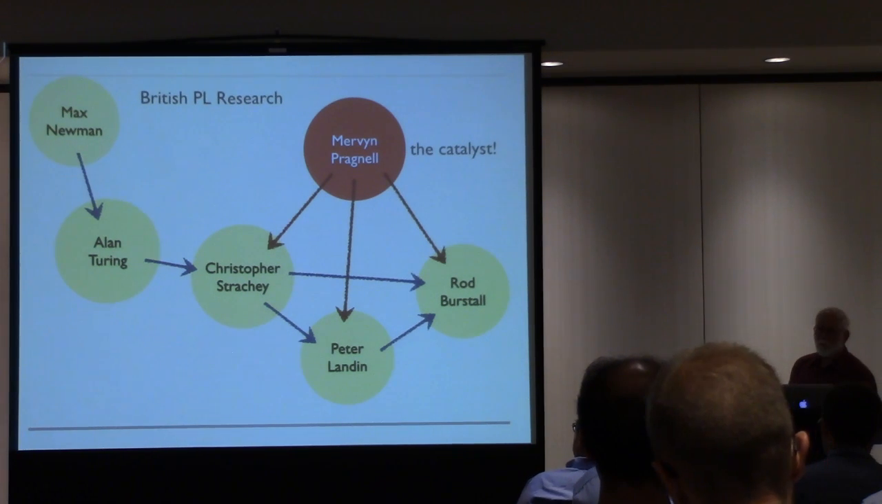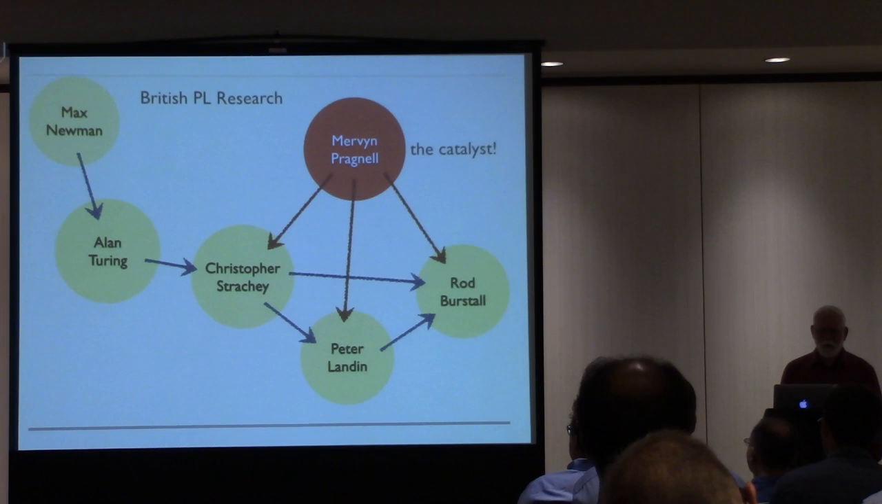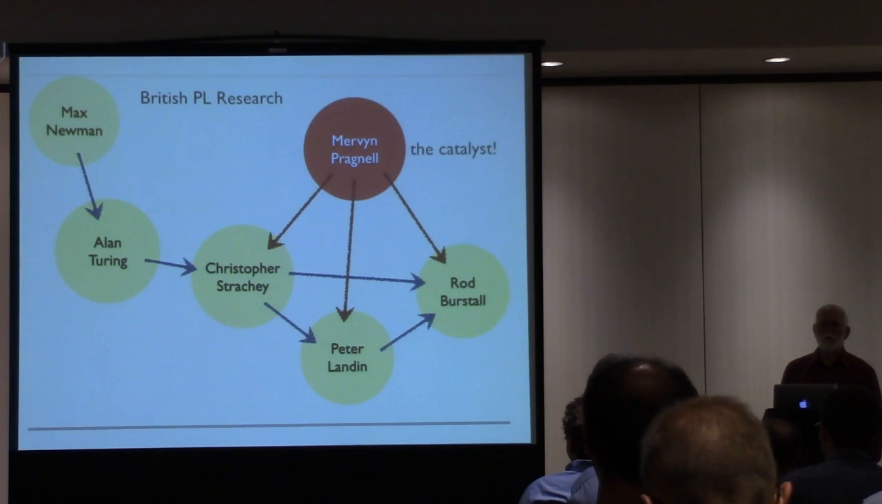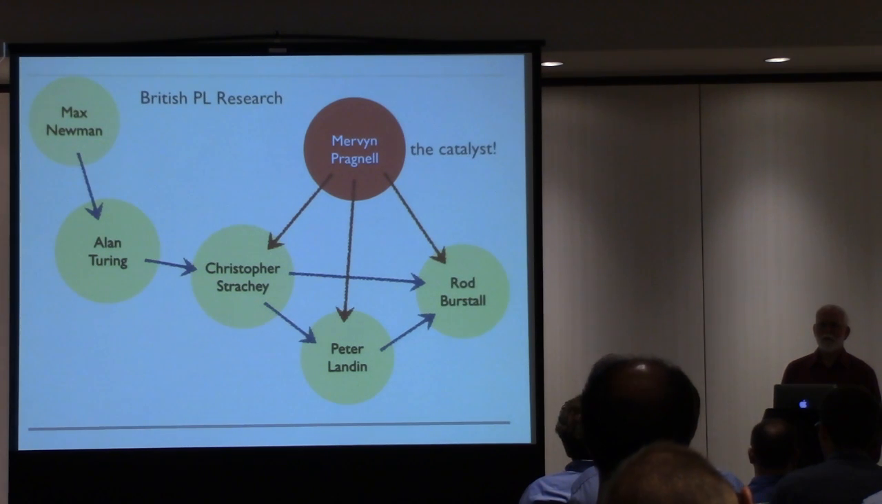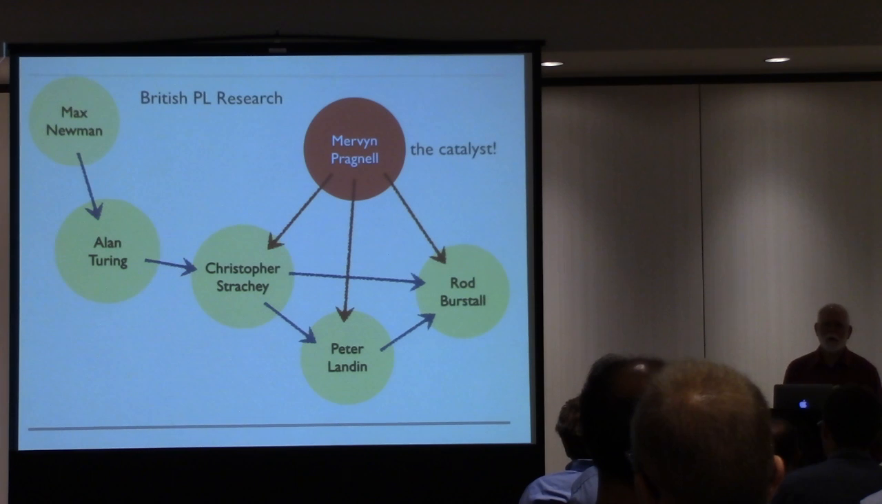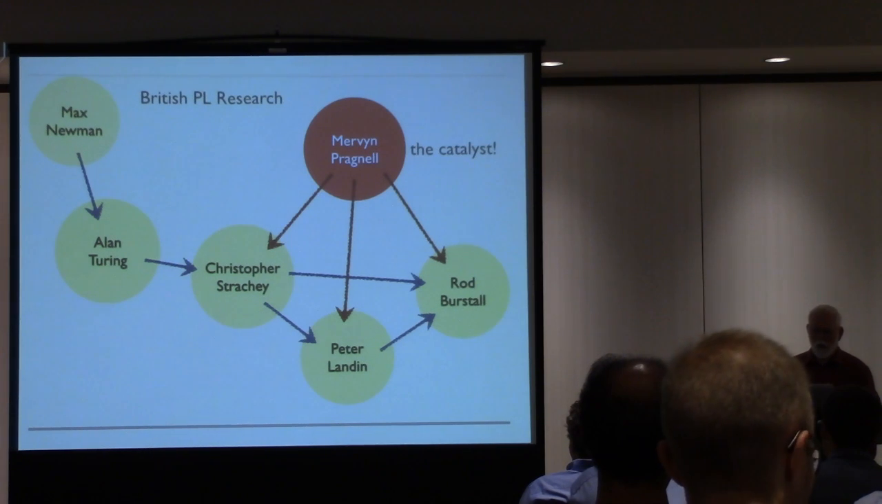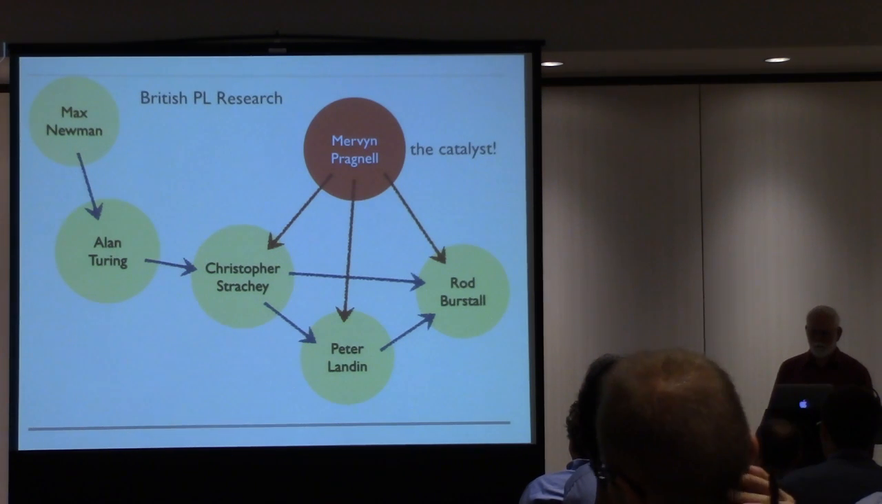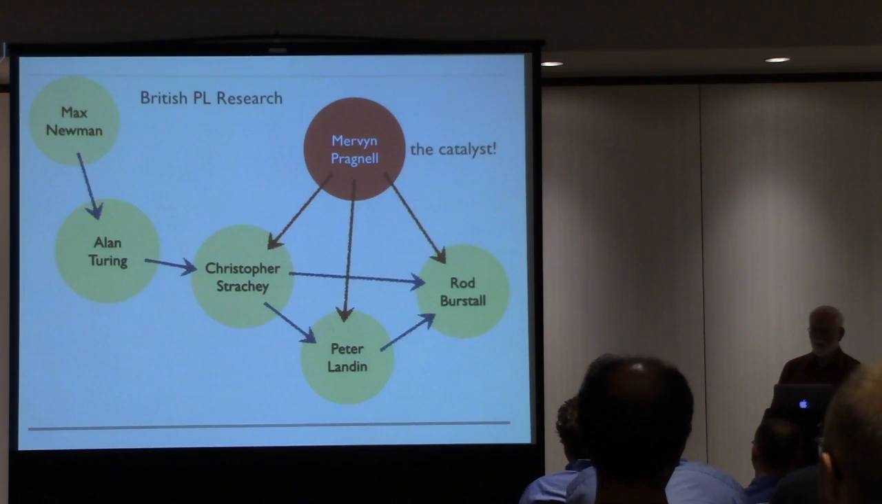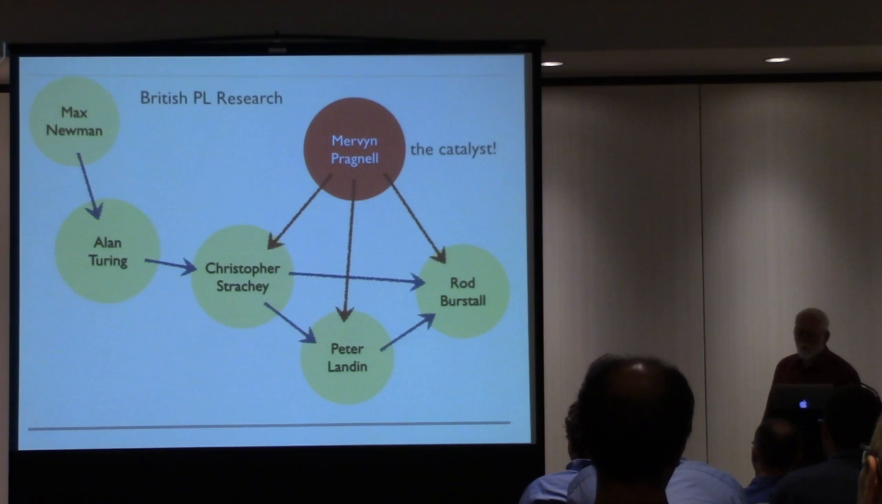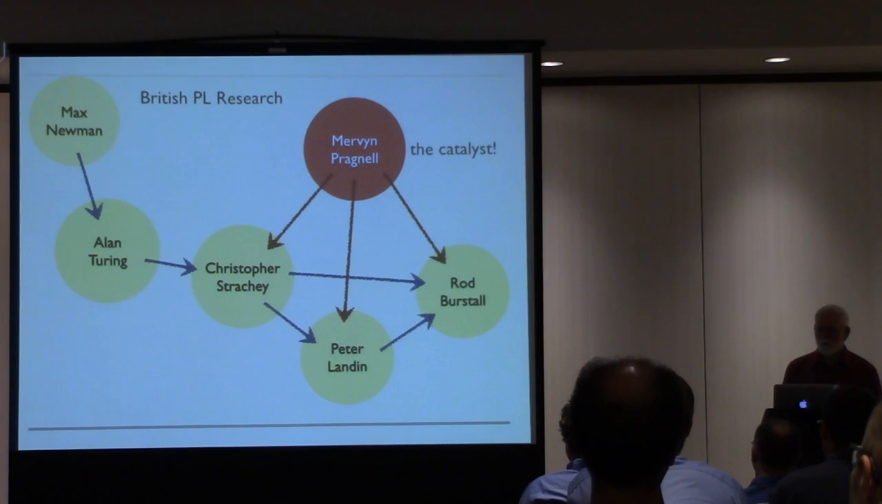So Alan Turing we all know about. So Turing had a friend, Christopher Strachey, who was probably the central innovator and leader of early programming language research in Britain. And I'll talk about him later. Then Peter Landin, Rod Burstall, and Robin Milner could fit on here as well.